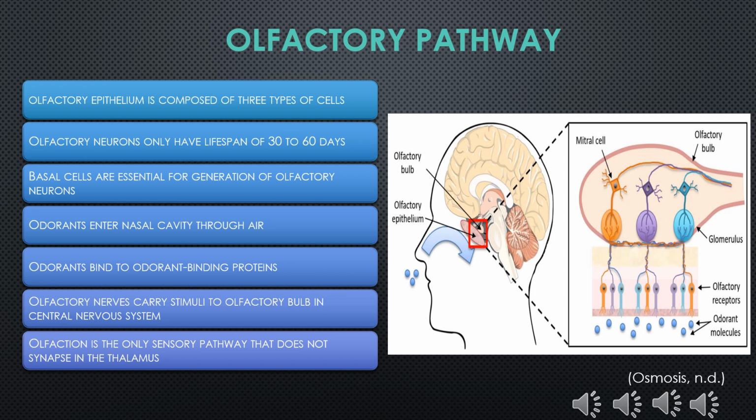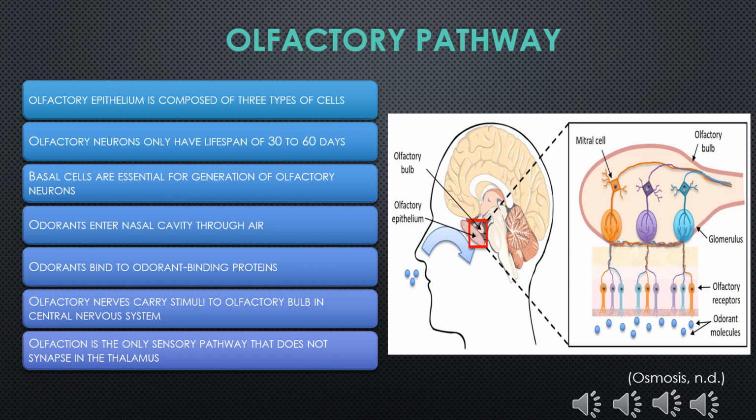The axons synapse on mitral cells in the olfactory bulb, which is a structure within the brain that is superior to the ethmoid bone and inferior to the frontal lobe. The axons then depart from the olfactory bulb through the olfactory tract to transmit the smell stimuli to other parts of the brain. The second type of olfactory cells are supporting cells, which support and surround the olfactory neurons.